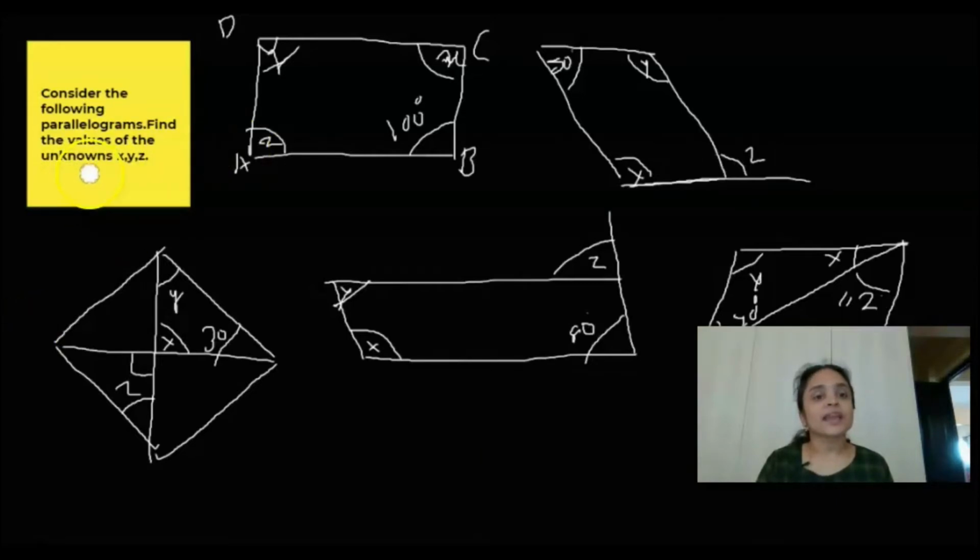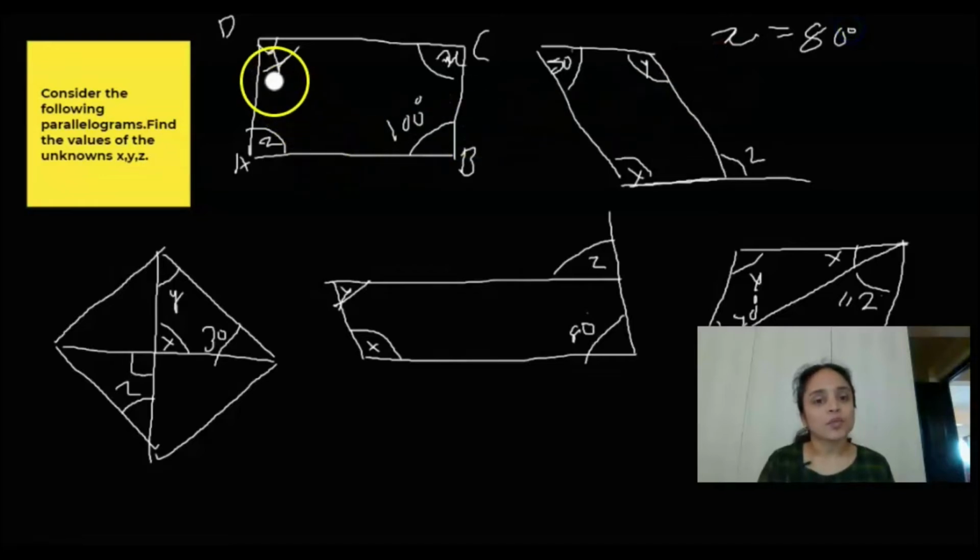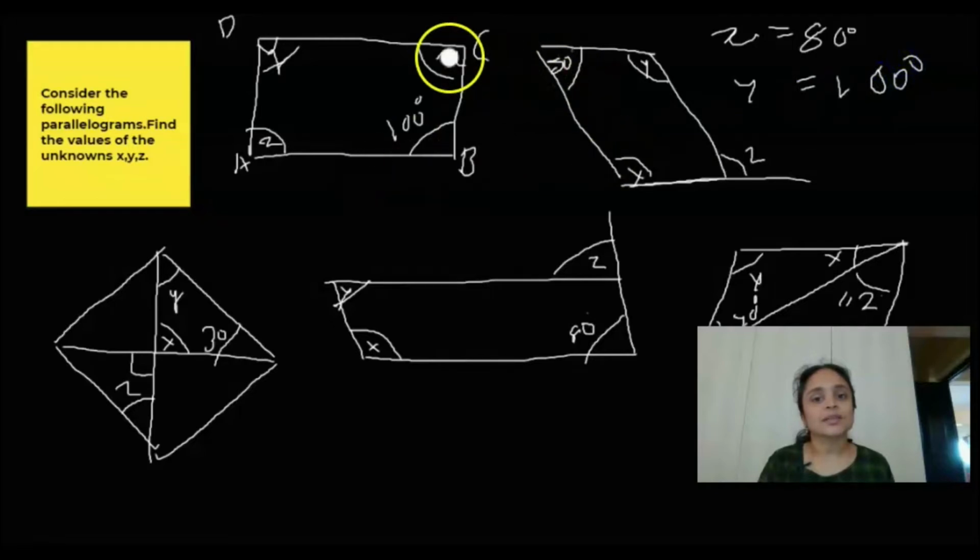Consider the following parallelograms. Find the values of x, y, z. We know that the sum of adjacent angles in a parallelogram is equal to 180 degrees. So, in the first figure, x will be equal to 80 degrees. Then y will be 100 degrees, since opposite angles are equal in a parallelogram. And z equals 80 degrees, since this is also 80 degrees.